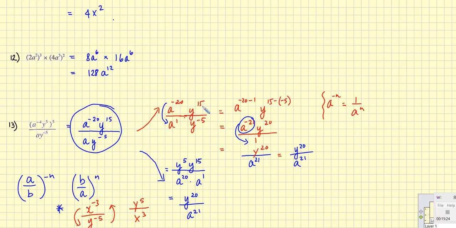And that's exactly the same answer as I had in the first method that I used. I tend to prefer using the second method where I switch my negatives up to the top. If they are negative in the bottom, I bring them up to the top. If they're negative up in the top, I bring them down to the bottom to make them positive.